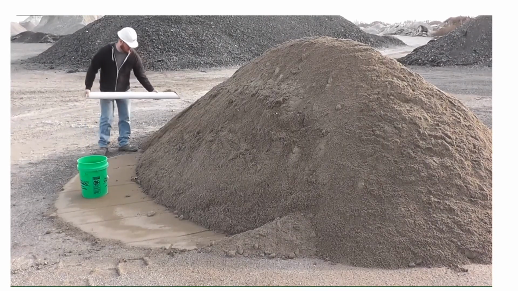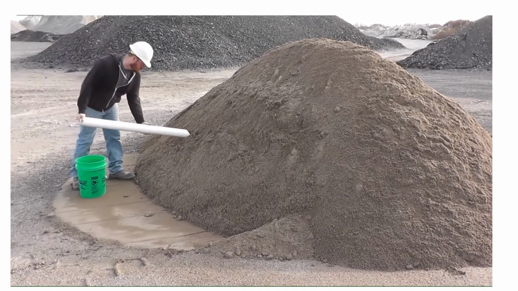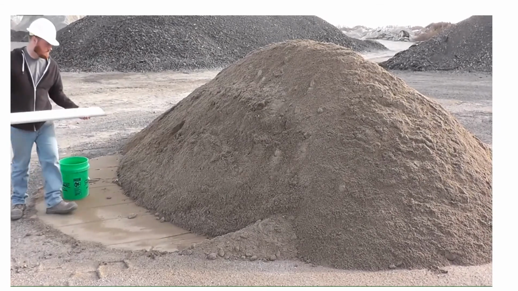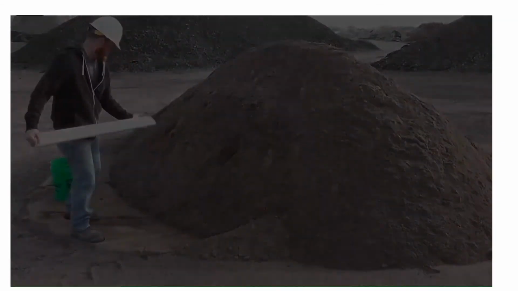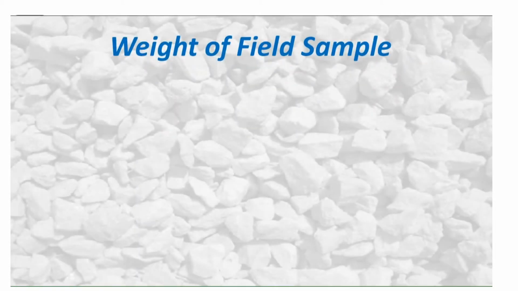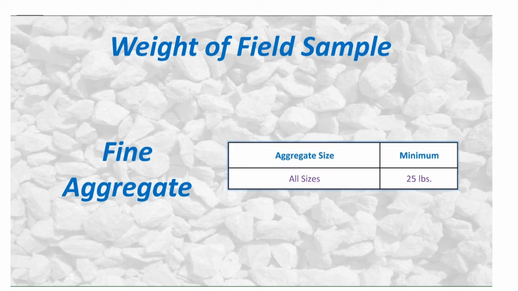Here is a view of the technician using a sampling tube to retrieve the sample. In either case, the samples are dispensed into a container and then taken to an area to be split down to the proper test sample size. The sample size must be adequate to meet the minimum weight requirements of the test to be conducted on the sample. All fine aggregate samples are required to be a minimum of 25 pounds.